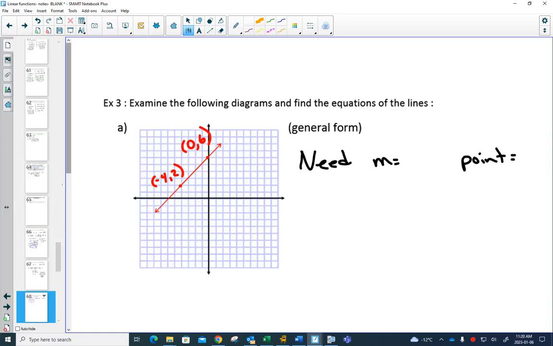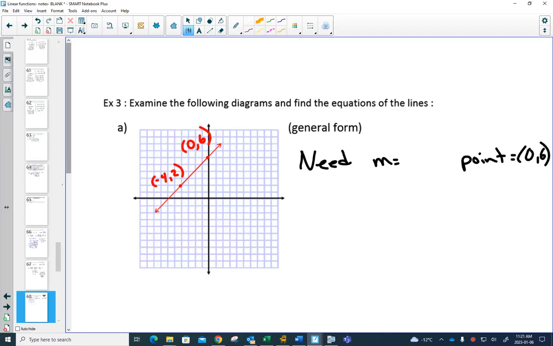Again, it doesn't matter which point you choose. However, I would choose one of these over the other. 0 and 6 would be the one I would choose. Absolutely. Why would I choose that one? There's no negatives, but there's even more reasons I'd choose that one. What's special about that one?